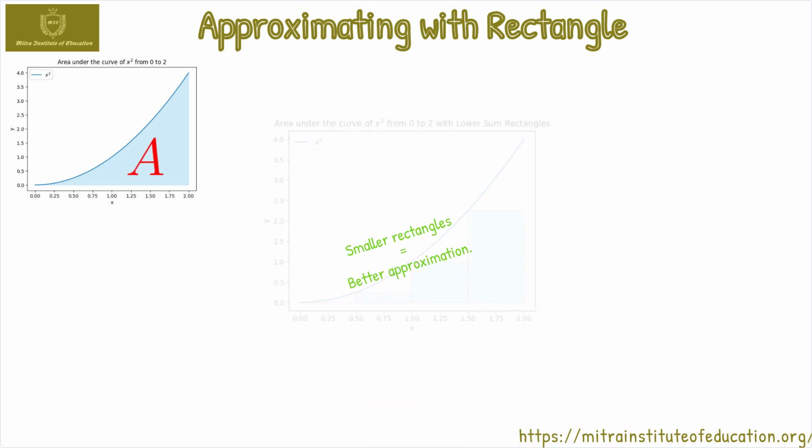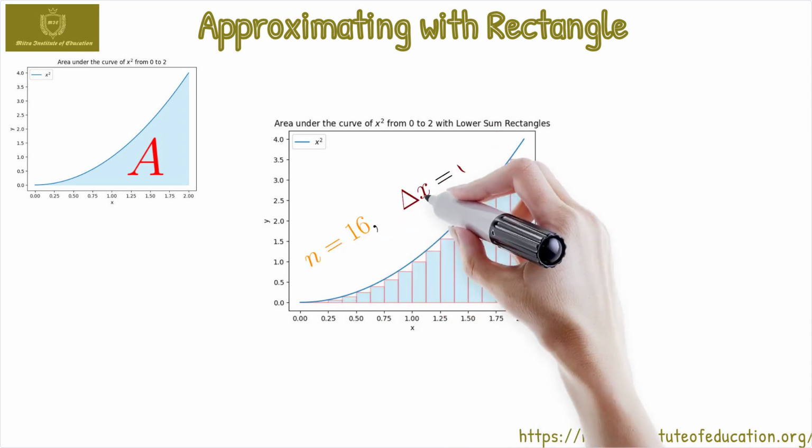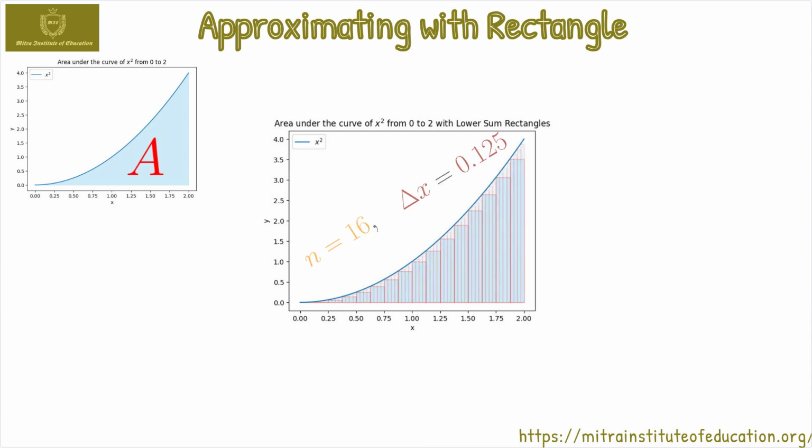As you can see, the left sum underestimates the true area under the curve, while the right sum overestimates it. Both methods provide approximations. However, the error decreases dramatically as we divide the interval into more rectangles.